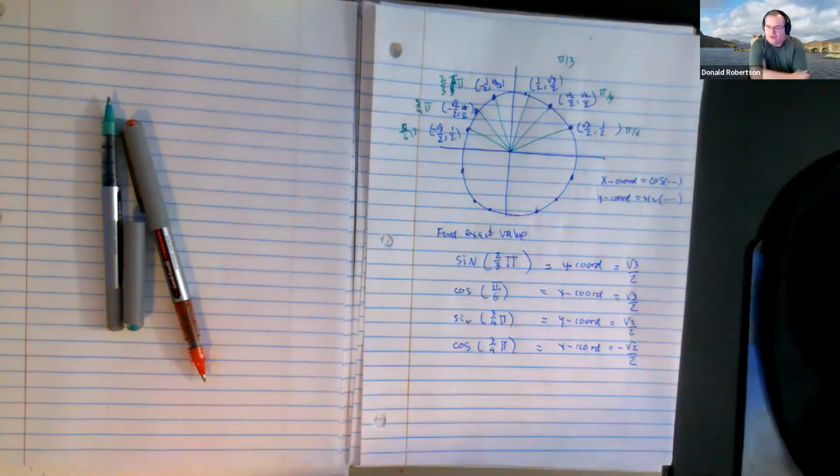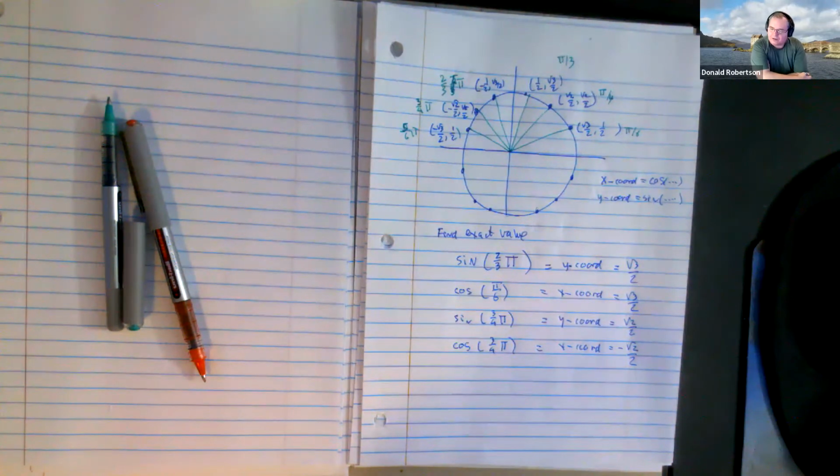Would you agree, as long as you've got your unit circle in front of you, can't you find the exact values for sines and cosines by finding the x or the y, whichever is appropriate, coordinate? Are we good with that idea?